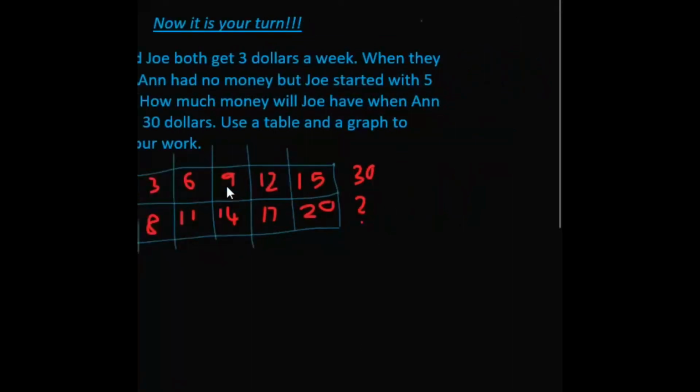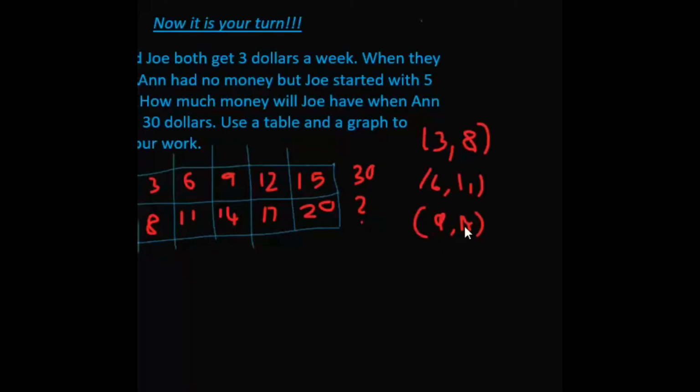So now that we have all this, let's write it down as ordered pairs. So we're going to write down all the numbers as ordered pairs: 3 and 8, 6 and 11, 9 and 14, 12 and 17, then we have 15 and 20.